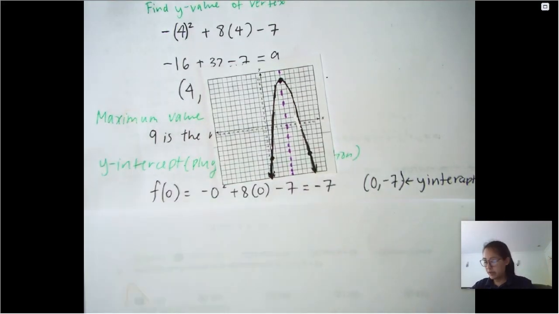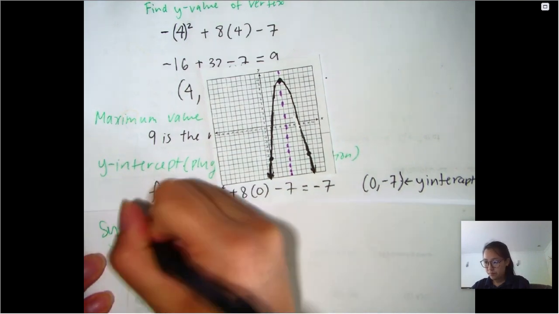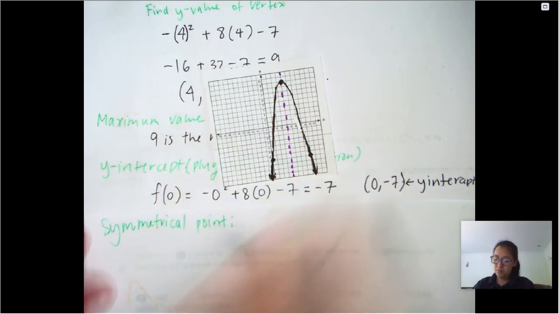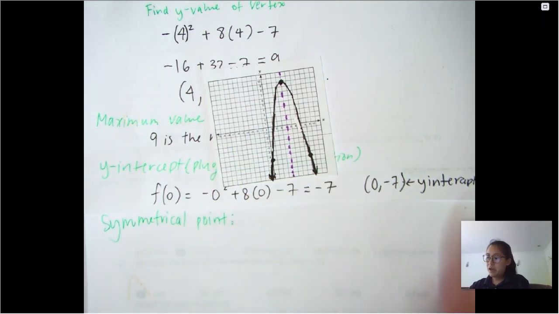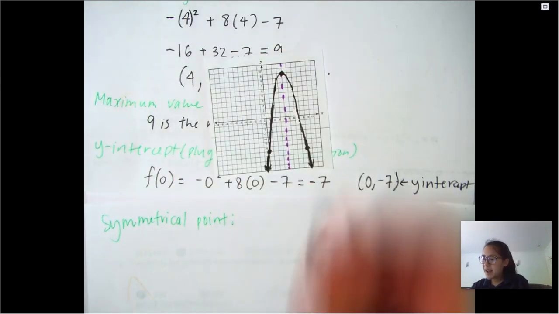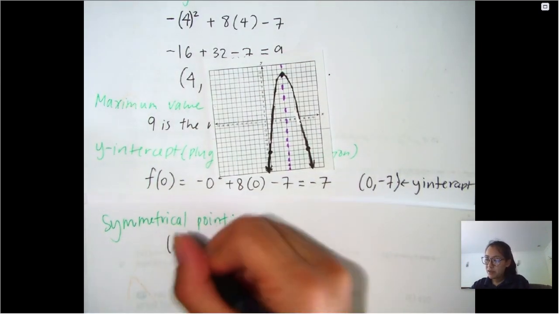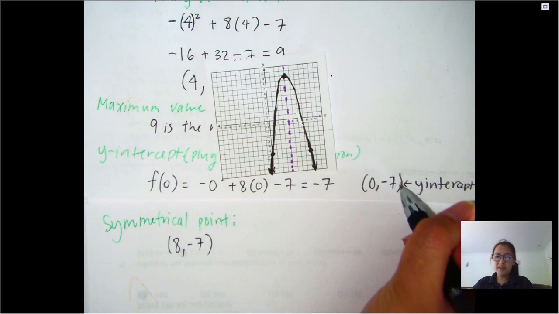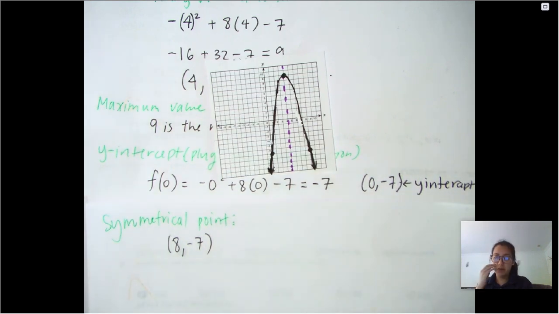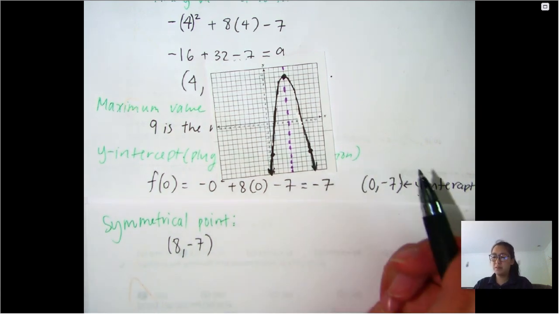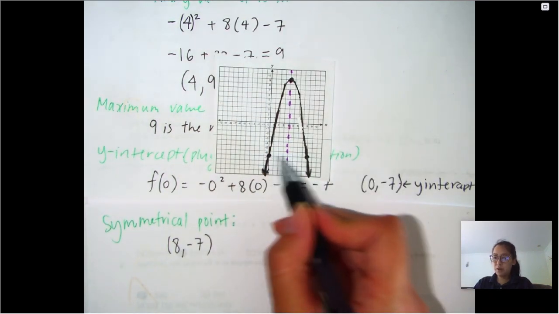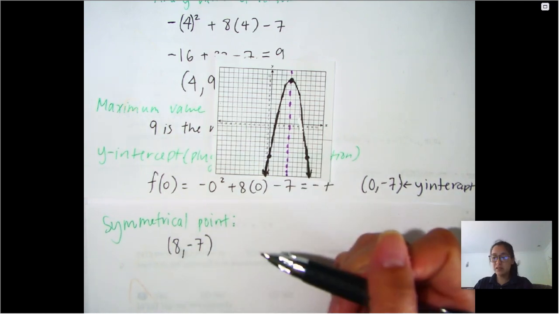I forgot to write the symmetrical point. So the symmetrical point, we agreed, would be 8, negative 7, I believe. It's going to have the same y value as the y-intercept, or the point that you're reflecting across. And it's going to be the same distance away from the axis of symmetry. Since the axis of symmetry was at x equals 4, and the y-intercept was 4 units away, then this is going to be at x equals 8. So this also makes sense.